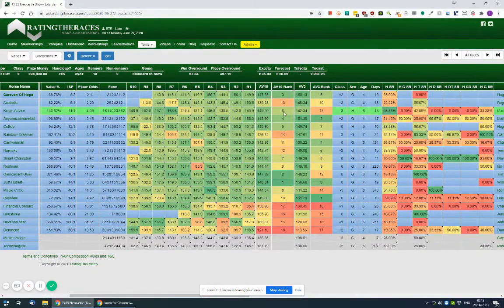So that's an explanation of our R figures, our AV10 and AV10 rank, and our AV3 and AV3 rank. In the next videos, we'll keep working our way along these columns, discussing what they all mean.